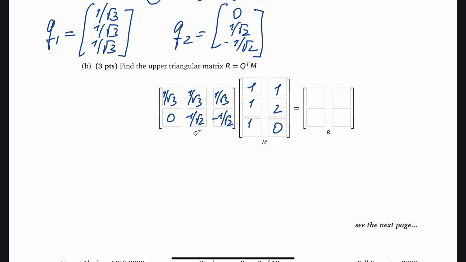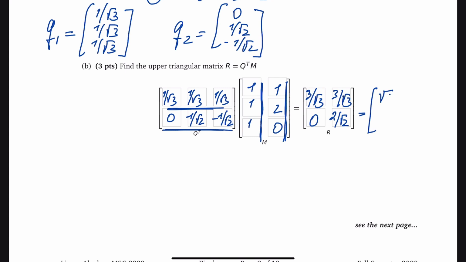So if you multiply the first row to the first column, it's going to be simply the sum of this square root of 3's. It's going to be equal to 3 divided by the square root of 3. The first row to the second column is also going to be equal to 3 divided by the square root of 3. The second row to the first column is going to be equal to 0. The second row to the second column, it's going to be 2 divided by the square root of 2. Or a simplified version is going to be square root of 3, square root of 3, 0, square root of 2.